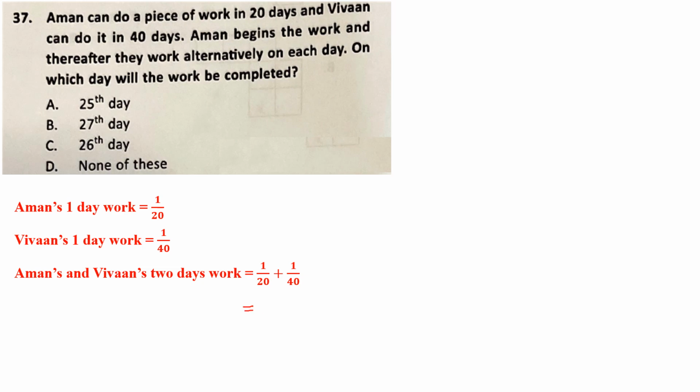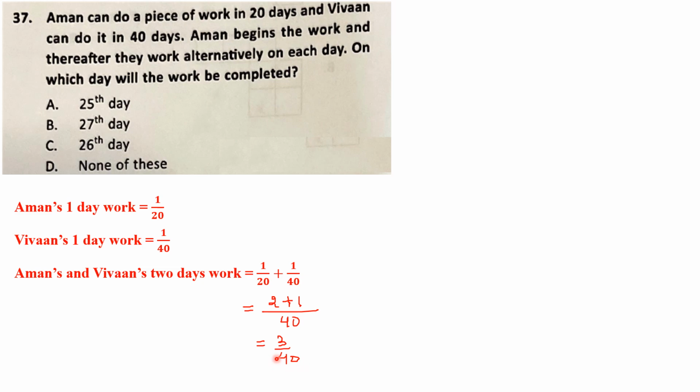Now find out the LCM. So LCM will be 40. So 20 times 2 is 40. 2 plus 1, 3/40. So when they work in a pair, like 2 days, they do 3/40 part of the work. So now you have to just find how many pairs are required to complete this work, because here it is given 3/40. It means if the total work is divided into 40 parts, only 3 parts they will be able to finish when they work alternately for one pair.